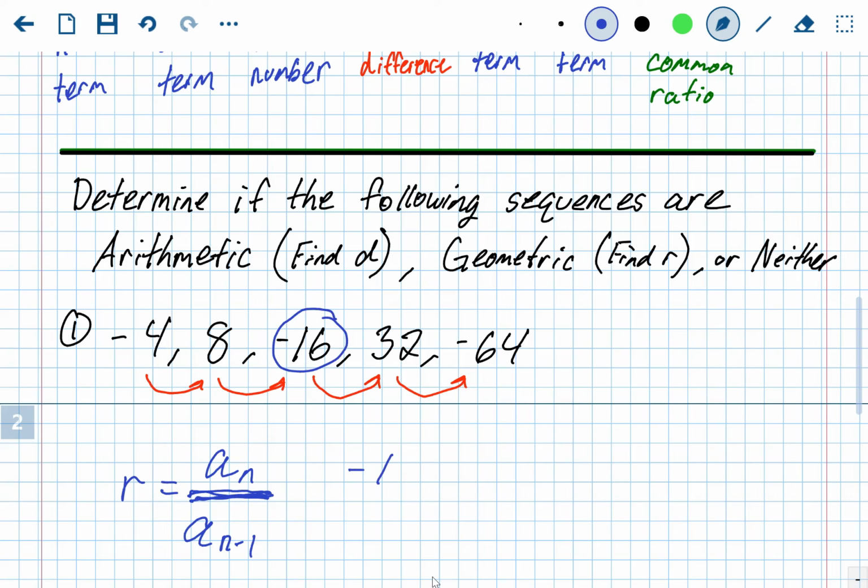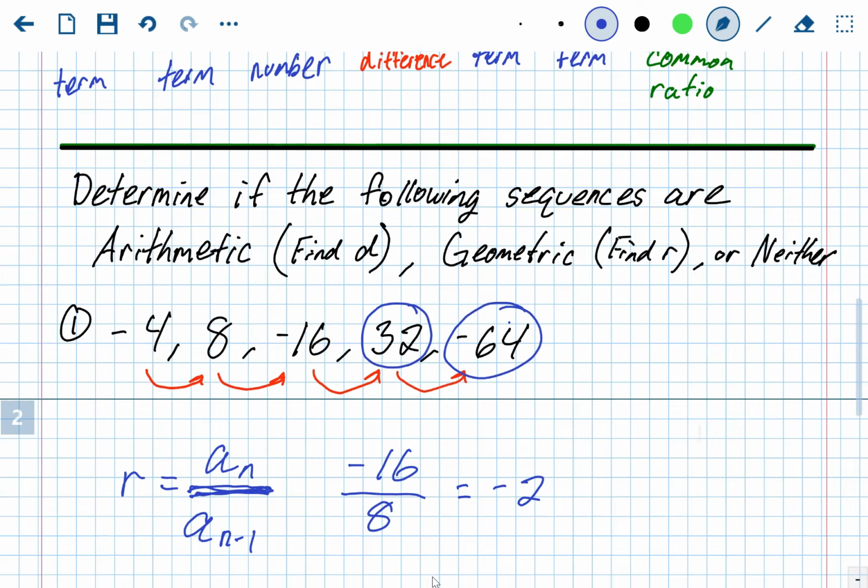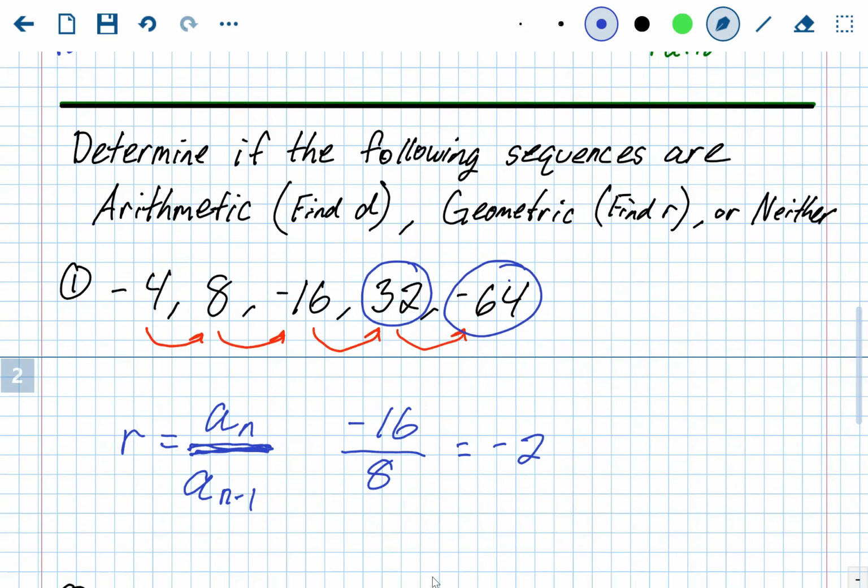So 16 is our term, divide it by the term before it, which would be 8. So 16 divided by 8 is -2. Okay, take two different terms. Let's try -64 divided by positive 32. So -64 divided by 32 is also -2. If that pattern stays, if those numbers are the same, if they're common, then that's probably the common ratio.